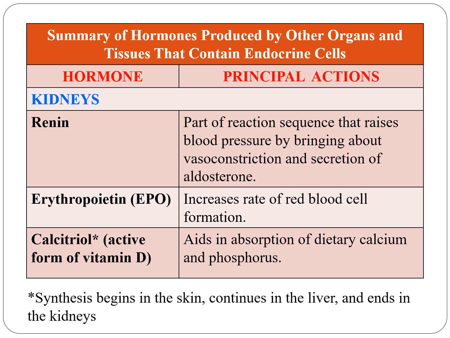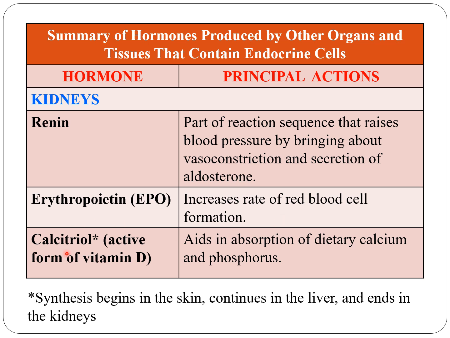Now coming to hormones of the kidney, the first one is renin. It is a part of a reaction sequence that raises blood pressure by bringing about vasoconstriction and secretion of aldosterone. The next is erythropoietin, EPO. It increases the rate of red blood cell formation.